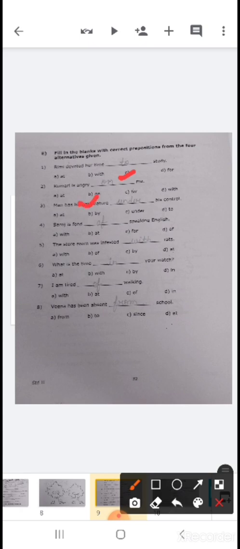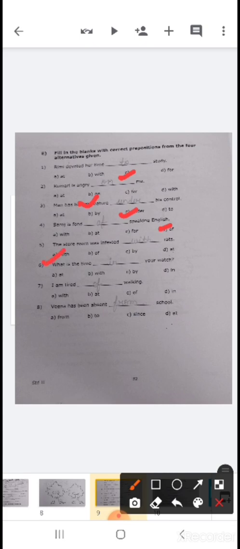Third is Saroj is fond of speaking English. So here is of. Fifth is the storeroom was infested dash rats. The storeroom was infested with rats. A1.